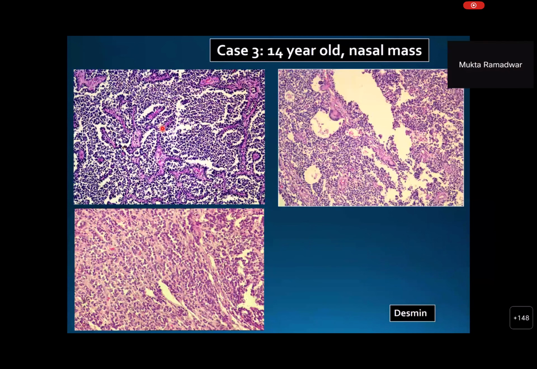Anything else? It can be sinonasal melanoma. Melanoma in a 14-year-old? Okay. No, don't think about that too much. Undifferentiated.